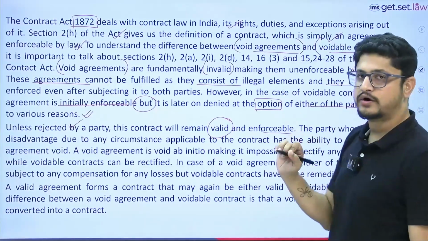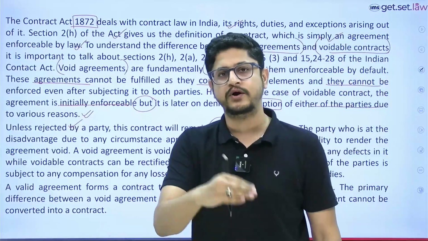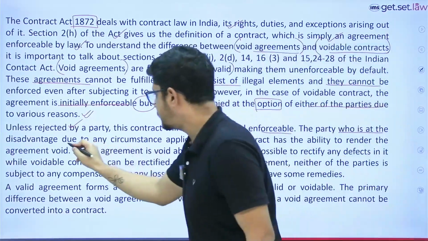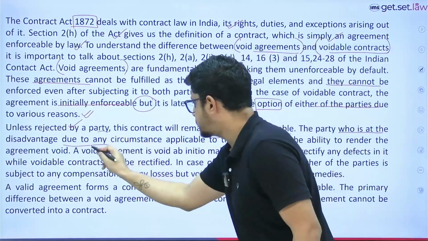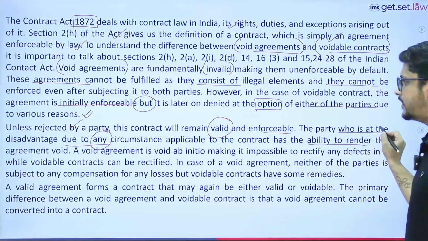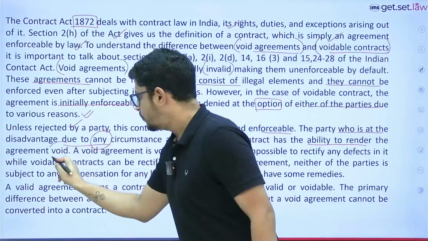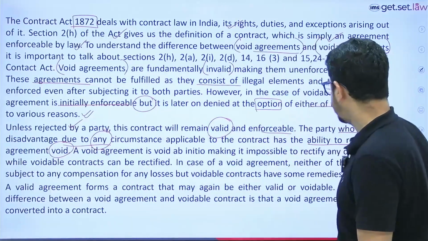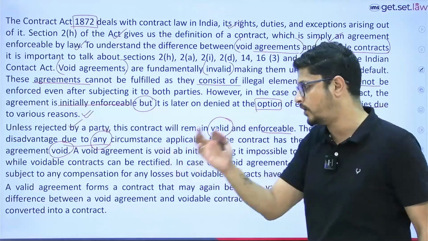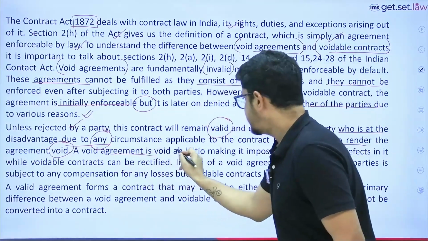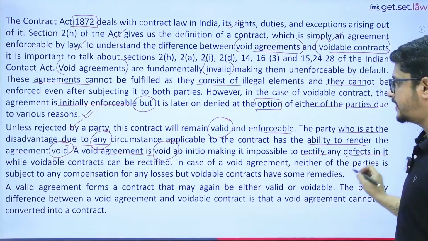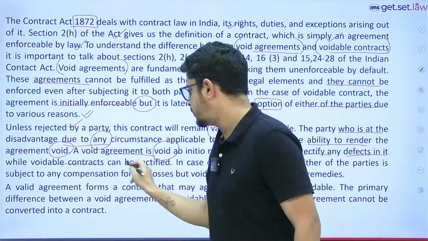That means voidable contracts can become void at the option of the one who is aggrieved. The party who is at a disadvantage due to any circumstances applicable to the contract has the ability to render the agreement void. That means the aggrieved party has an option to make it void. A void agreement is void ab initio, making it impossible to rectify any defects, while voidable contracts can be rectified.